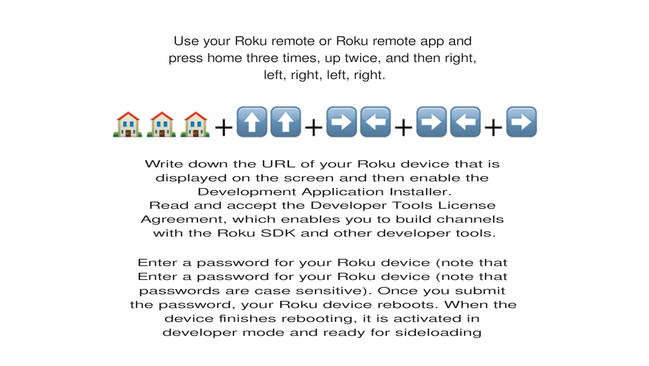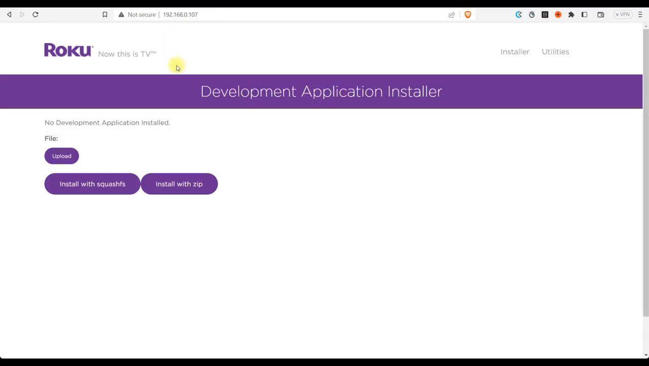Now note that passwords are case sensitive, okay? And once you submit the password, your Roku device reboots. When the device finishes rebooting, it's activated in the developer mode and ready for sideloading the channels. If you did everything correctly, you should see a screen similar to this one with two tabs, installer and utilities.